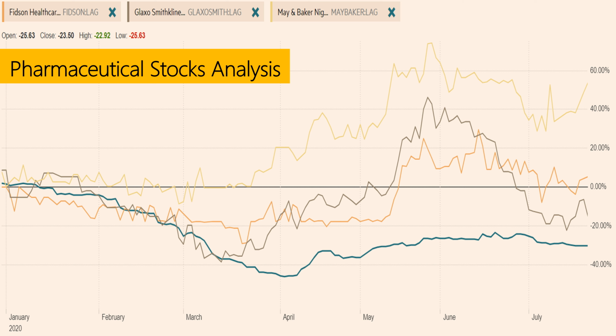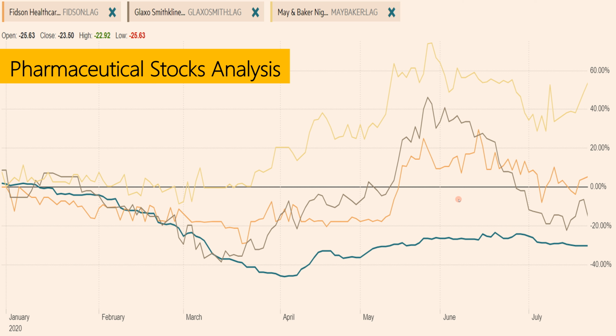Glazo, in terms of comparing with the index, is not performing very well. We look at the chart as well, but it's not performing very well. So at the end of the year, it might not perform above the market.